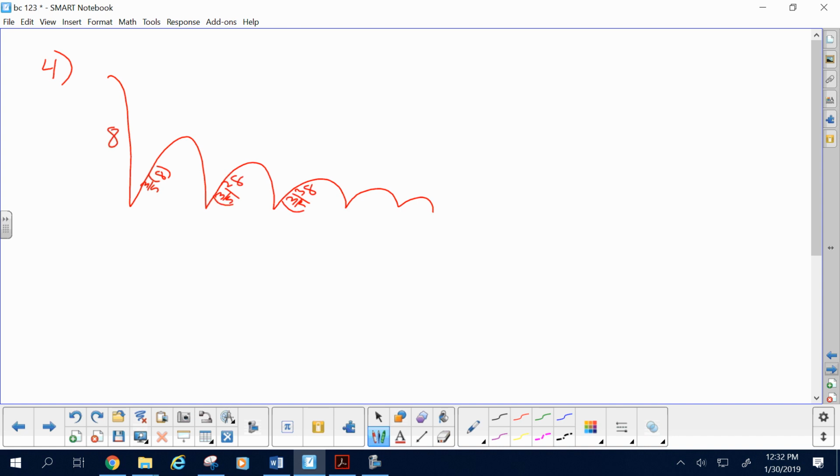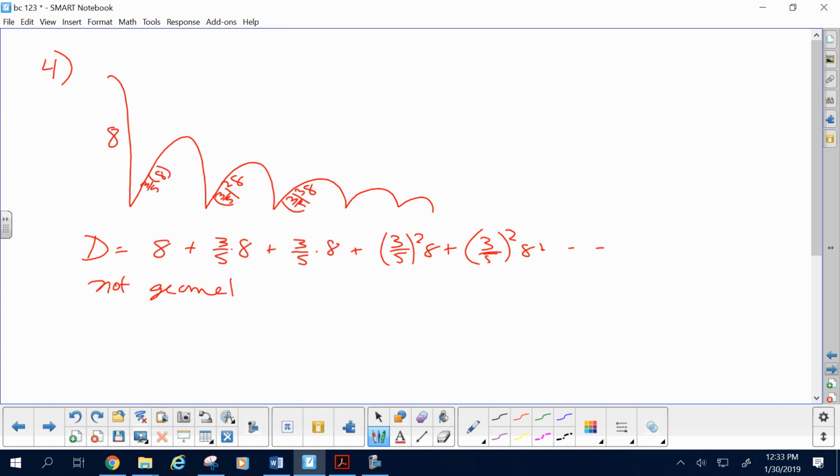Okay. The hard part, or the gotcha to this, is that if I were to list the distances, the first distance is 8, the second distance is 3/5 of 8, the third distance is 3/5 of 8, because it's up and down. And then it's 3/5 of 3/5, so 3/5 squared of 8, and again, up and down. So the gotcha to this is that this is not geometric if you put all the trips together. So the thing you must do is split them up into up and down in some fashion and deal with them separately.